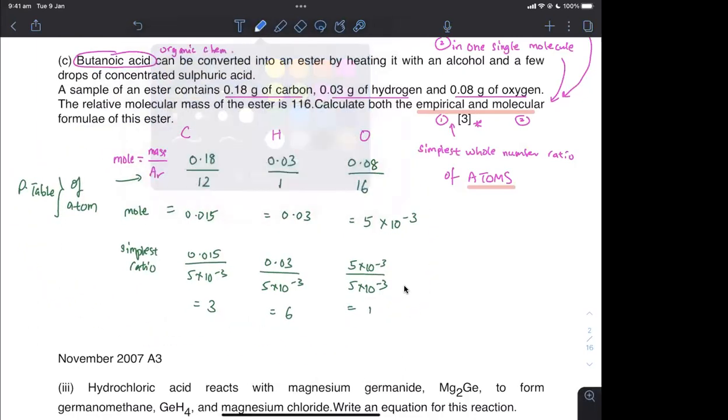Okay. So your empirical formula, make sure you label. This is only the first part of the question. The empirical formula is C3H6O. Am I correct? Yep. Okay. This is of the ester. Now this is the empirical formula. Now they want the molecular formula.